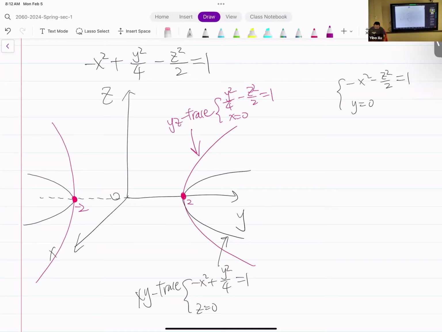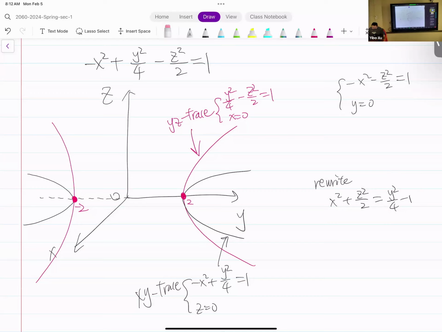So let's just rewrite this equation that we start with. We're trying to make y equal to a constant, and we want to get a trace, right? So that's minus y squared over 4 on both sides, and then we just flip the signs on both sides. We'll get x squared plus z squared over 2 equals y squared over 4 minus 1, right? And here we're just making the right hand side constant.